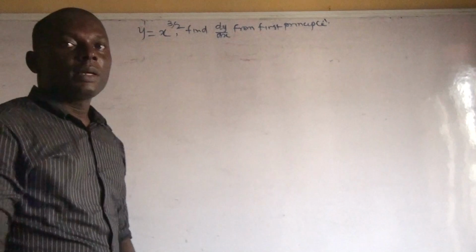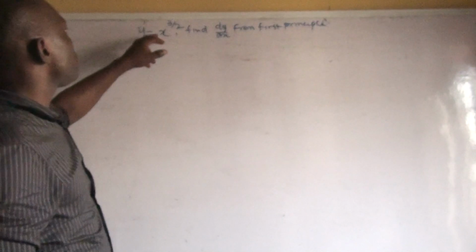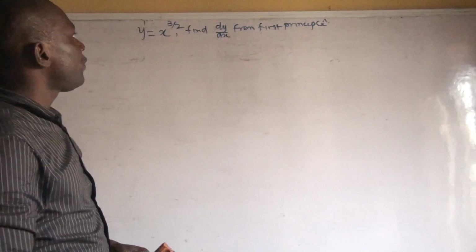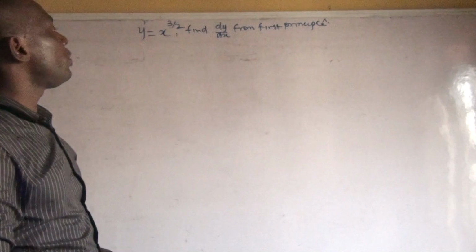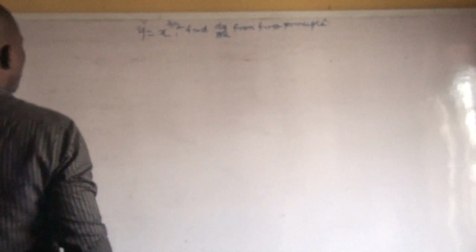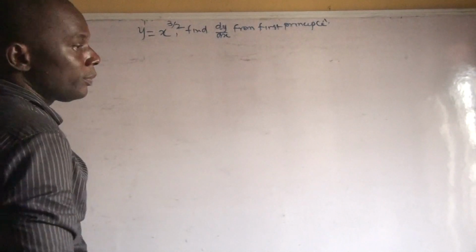Viewers, in this virtual class, say y is equal to x raised to power 3 over 2. Find dy/dx from first principle. Here we're going to use our first principle to find the derivative of x raised to power 3 over 2.